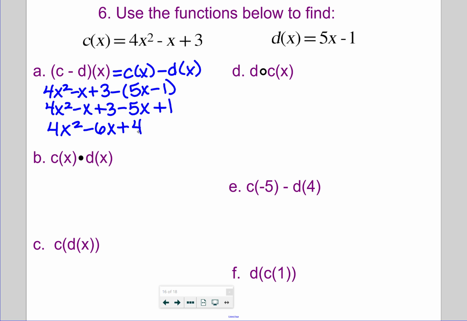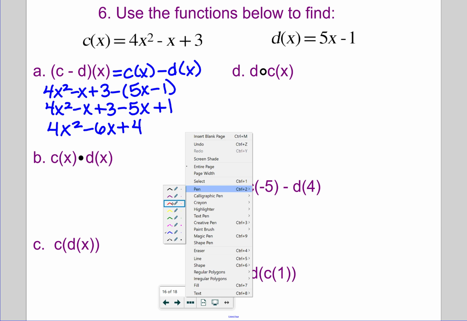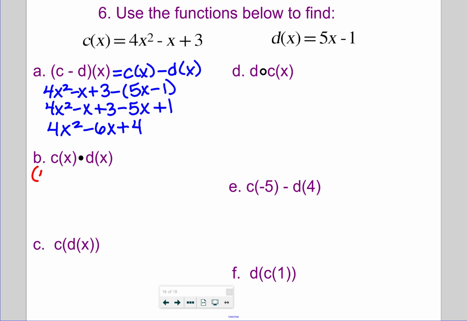Part B, I need to multiply function c times function d. Again, I'm going to put them in parentheses. 4x squared minus x plus 3. And I know this is multiplication, not composition, because that circle is closed, not open, by the way. Here we have to multiply everything in the first parentheses times everything in the second. So this is like an extended foiling problem.